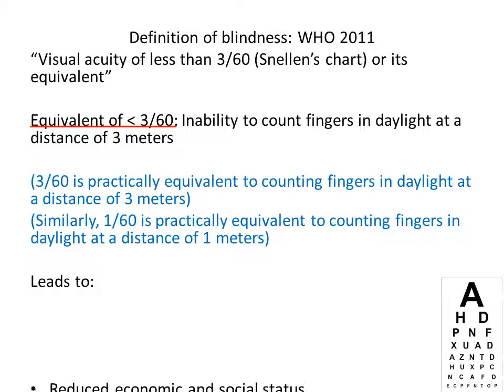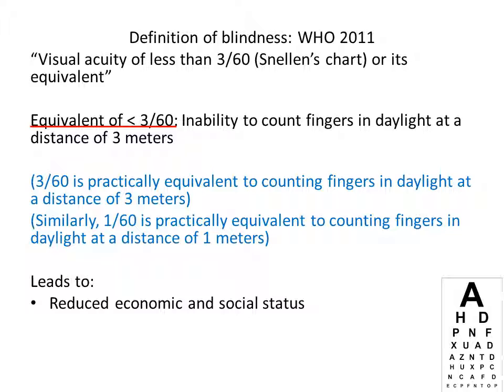Blindness leads to reduced economic and social status and even premature death. Lower life expectancies have been observed among the blind compared to non-blind people.